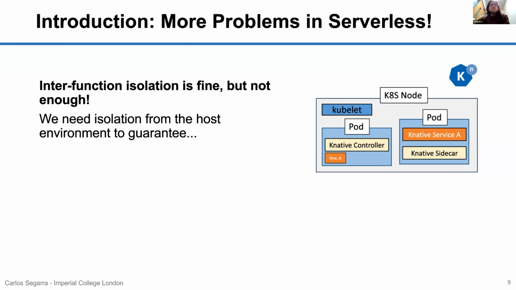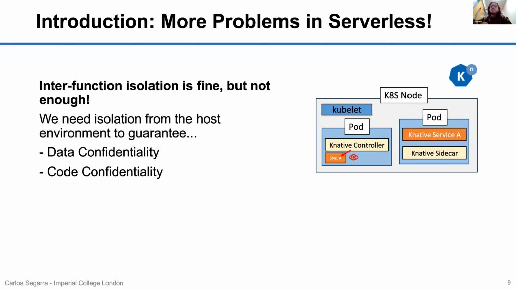We claim that, or our observation is that, not only do we need isolation between different Knative services, we also need isolation from the host environment. This is all the Knative control plane management processes. So we need to preserve three key aspects. One being data confidentiality, i.e. preventing other processes from seeing what data is being processed inside the Knative service.